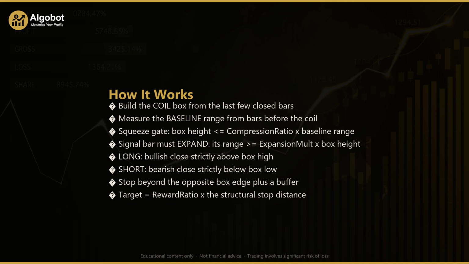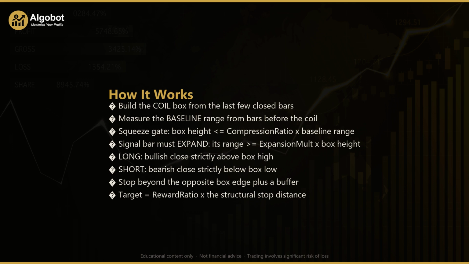Fourth, it demands a decisive trigger. The just closed signal bar must show real expansion, meaning its own high to low range is at least the expansion multiple times the box height. This filters out the weak, half-hearted pokes that fool so many naive range systems.